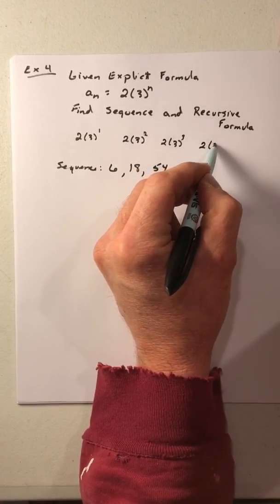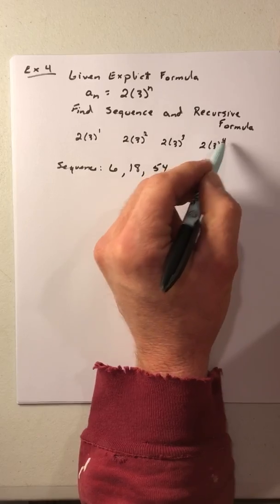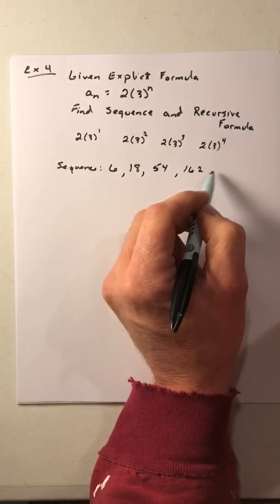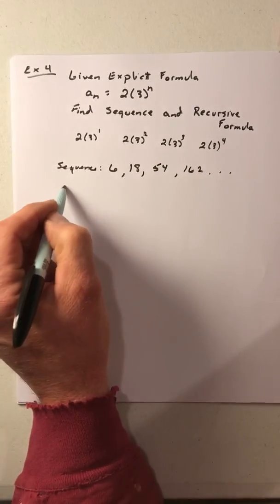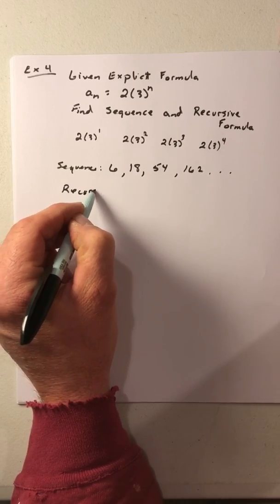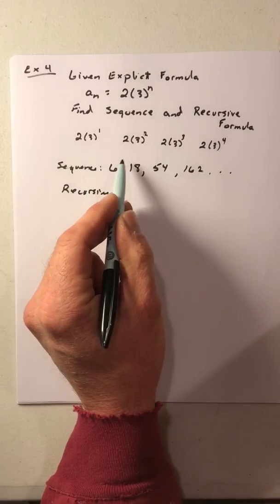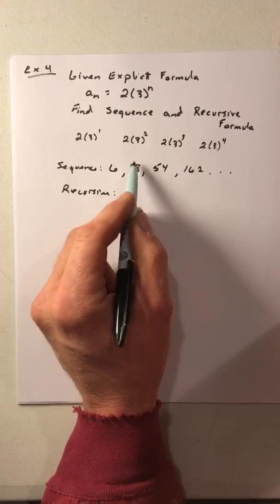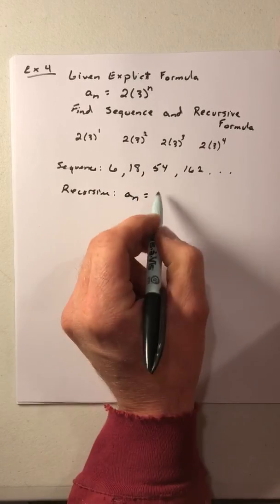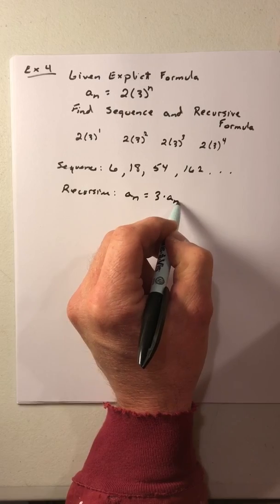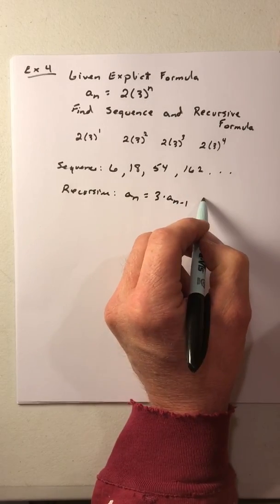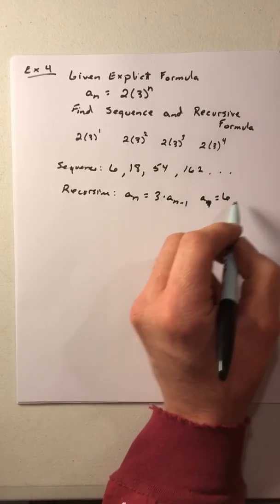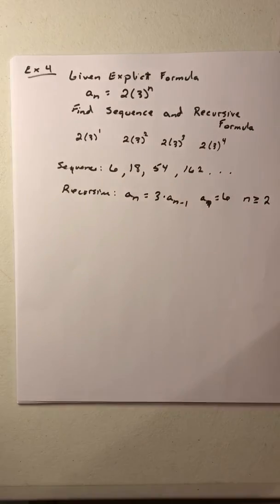And finally, we'll do one more. 2 times 3 to the fourth. 3 to the fourth is 81. Times 2 gives me 162. And so on and so forth. My recursive formula, well, what do I do to 6 to get to 18, to get to 54, to get to 162? I'm multiplying each of these terms by 3 to get to the next term. So a sub n is going to equal 3 times the previous term, where a sub 1, my first term, is going to equal 6, and again, n is greater than or equal to 2.